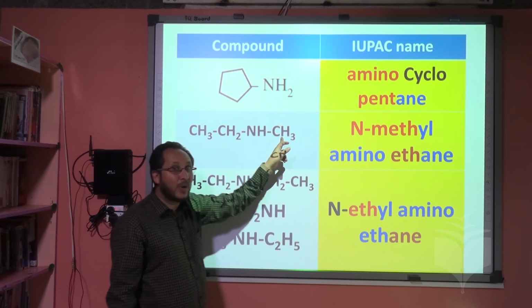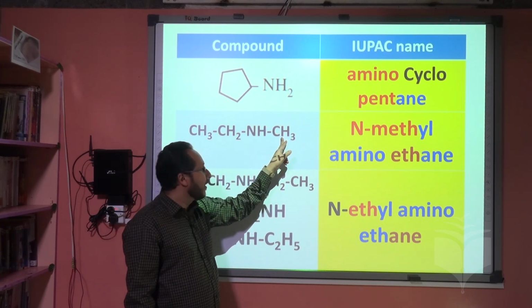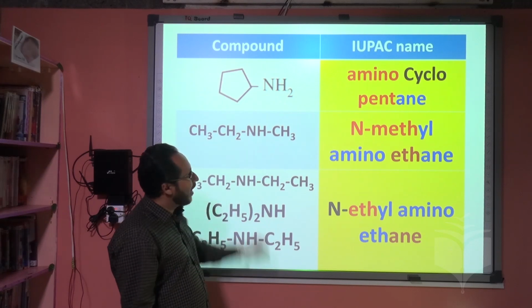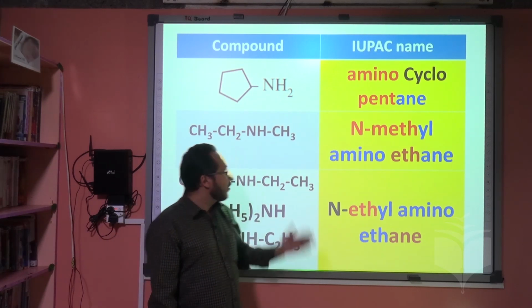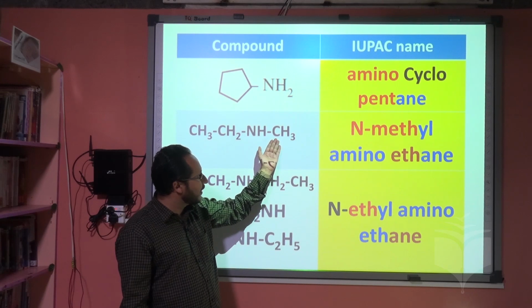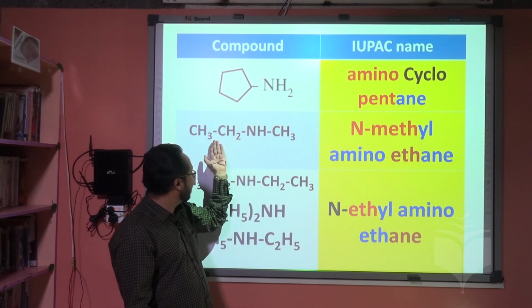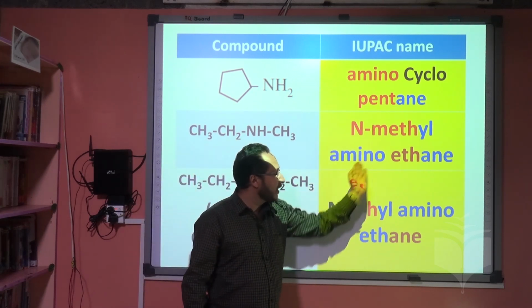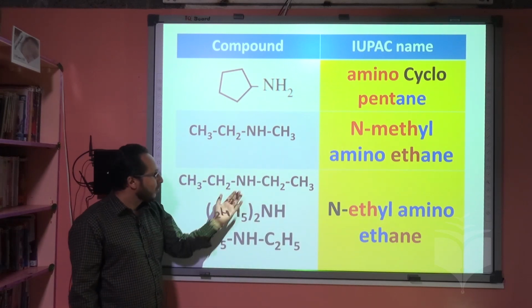N-methyl is the methyl group, the one that has fewer carbon atoms. You have to add YL for it. Then for the longest chain, you have to add ANE. So the shortest one is methyl, and the longest one is ethane. So N-methyl amino ethane. What about this one?